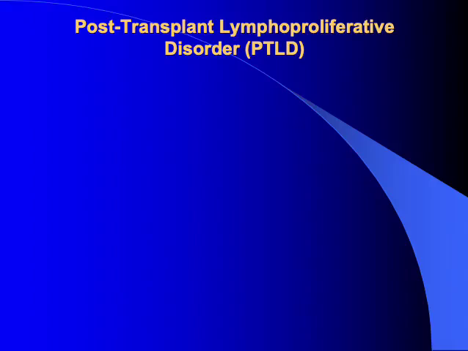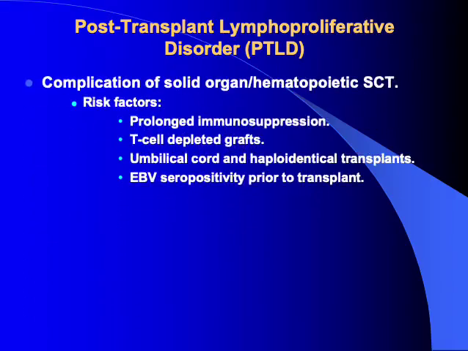This is the last slide for the B-cell lymphomas. Post-transplant lymphoproliferative disorder, PTLD. This is a complication of solid organ or hematopoietic stem cell transplant. Risk factors for this disorder are prolonged immunosuppression, T-cell depleted grafts, umbilical cord and haploidentical transplants, and EBV or Epstein-Barr virus seropositivity prior to transplant.